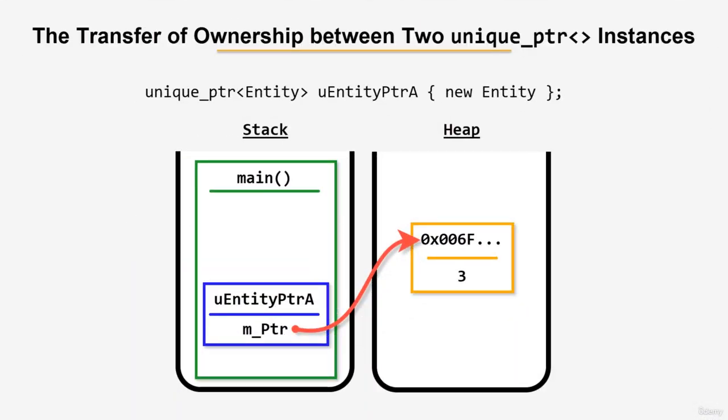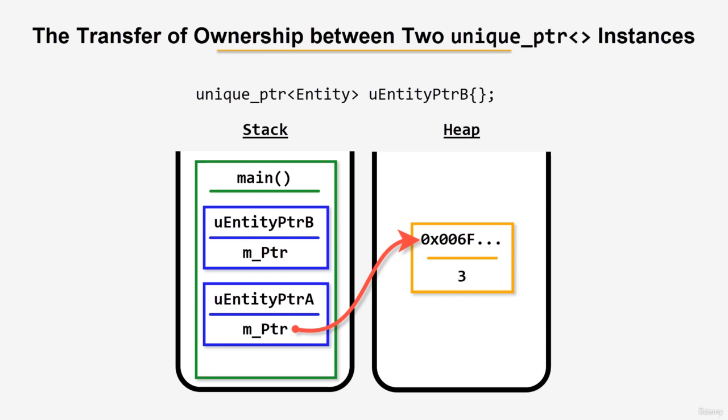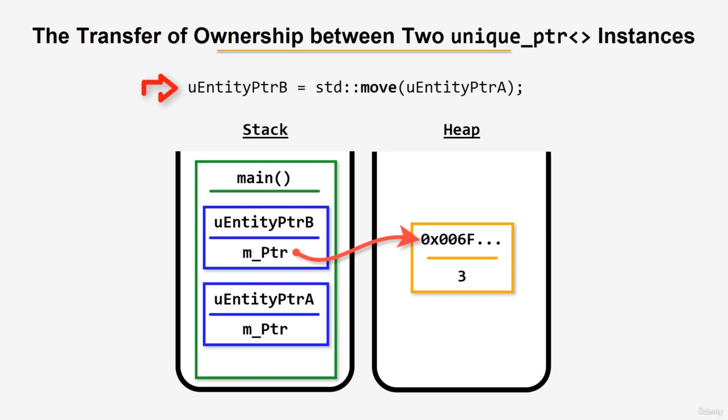Let's look at an illustration of this, the transfer of ownership between two unique pointer instances. On the stack I have a uEntity pointer A now, and that's going to point to a heap object. For reference, I have the statement where I declare and initialize uEntity pointer A. Next, let's say we construct this uEntity pointer B. That does not manage an object on the heap currently. In the next statement, we use the move function to transfer ownership of the heap object from uEntity pointer A to uEntity pointer B. Okay, so uEntity pointer B will now manage the deallocation of that heap object.